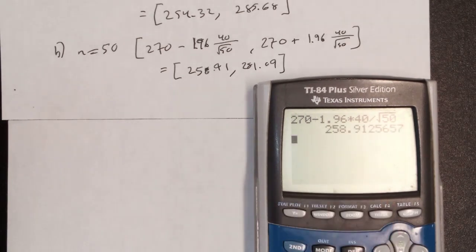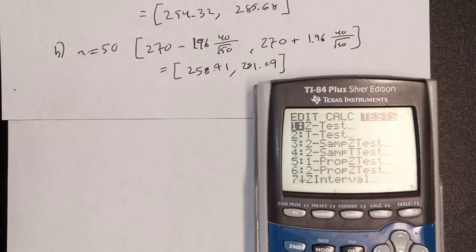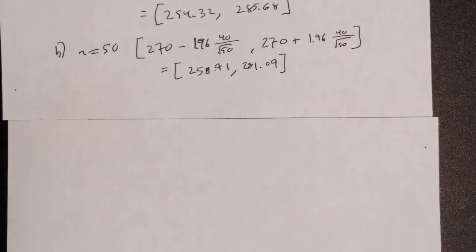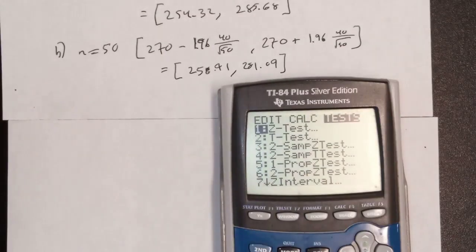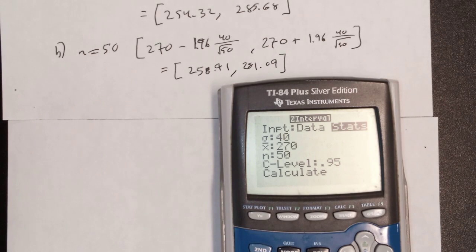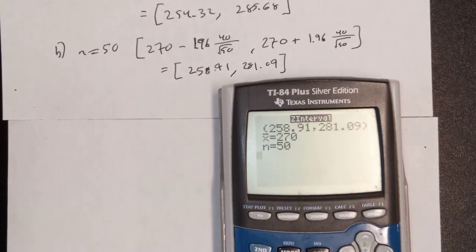Yeah, 258.91. I wrote it down wrong. So under Stat, under Tests, that Z Interval section will do this sort of confidence interval for me. Yes, ma'am. Both of them, so I know I have the 280 on it. As soon as I told it to calculate, it gave me them both.